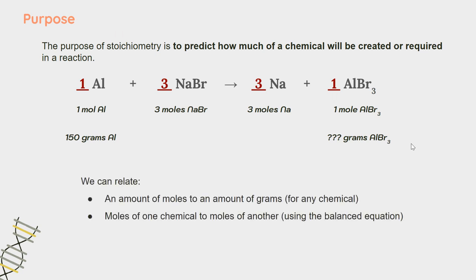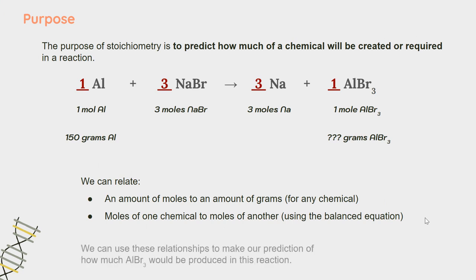Now, we can already relate, using our previous skills, an amount of moles of a chemical to an amount of grams using the molar mass of that chemical. And we can also relate the moles of one chemical to the moles of another chemical. We just talked about that from our balanced equation. But stoichiometry allows us to use both of those types of relationships to make a prediction of how much, in this case, AlBr3 would be produced.